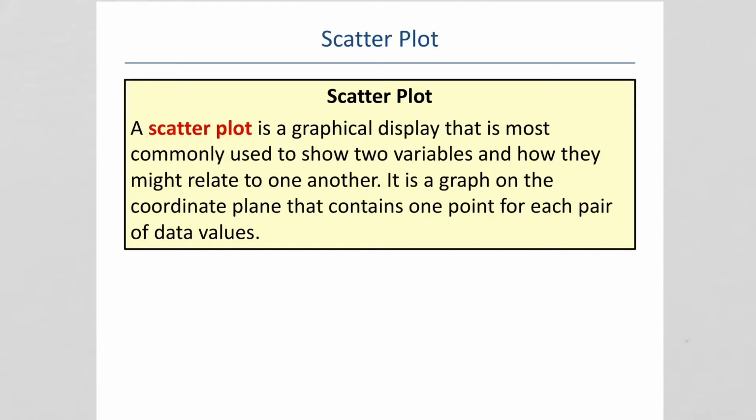The scatter plot is a graphical display that is most commonly used to show two variables and how they might relate to one another. It's a graph on the coordinate plane that contains 1 point for each pair of data values. So it's just a bunch of points.